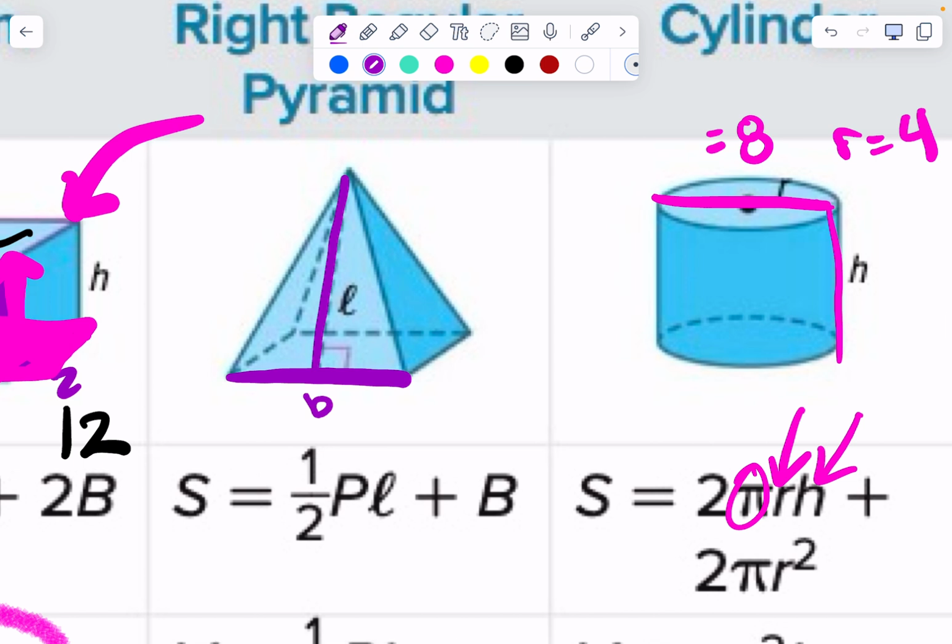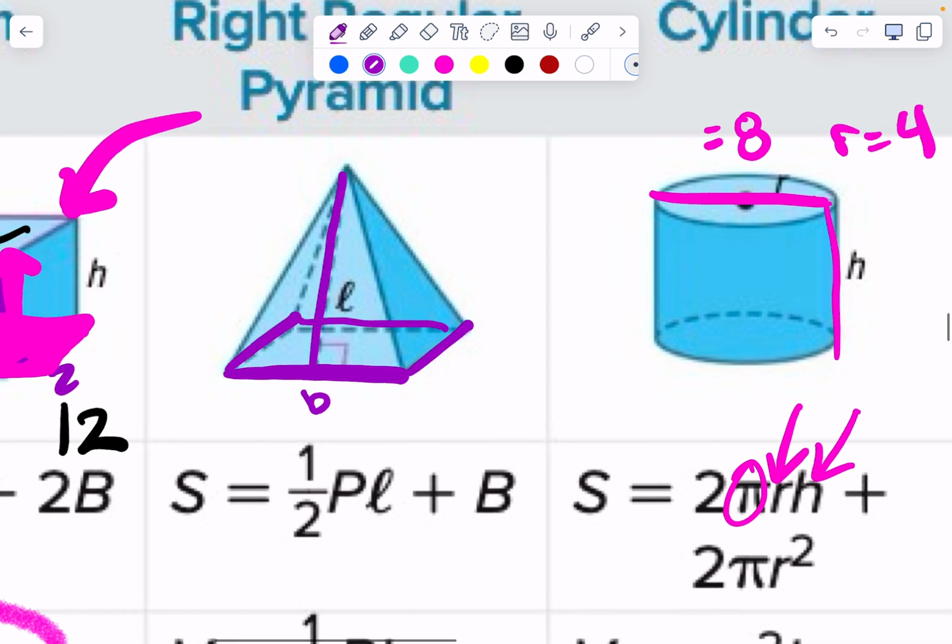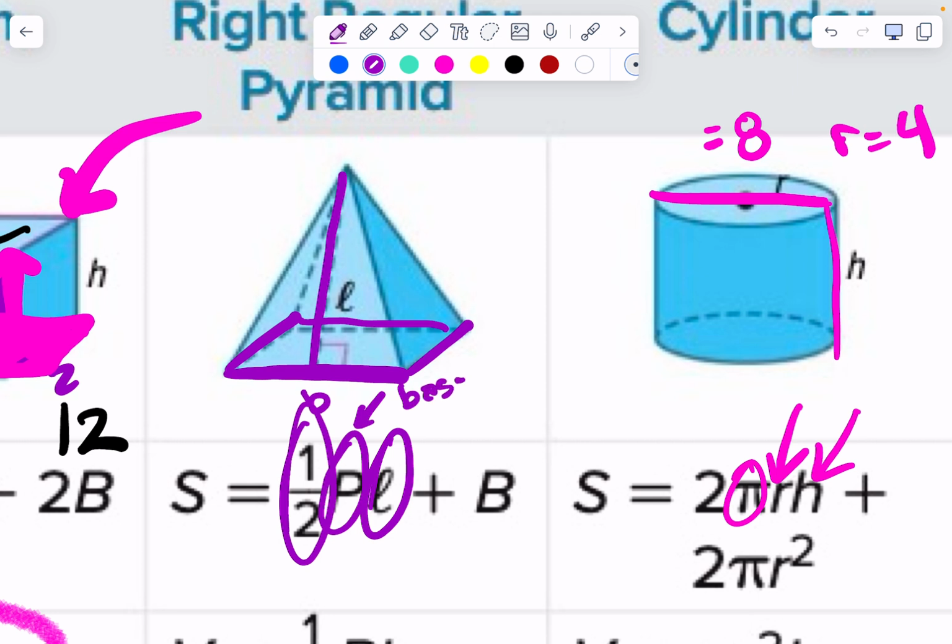This instead of doing each one individually, they're taking all 4 of them at the same time, which is the perimeter of the base times the height. But then I have to do half because it's a triangle, right? Half the base times the height. It's just that this is the base and I'm doing the whole perimeter, meaning I'm doing all 4 of them at the same time. Does that make sense to you? Yes? Yeah, that's where that comes from.